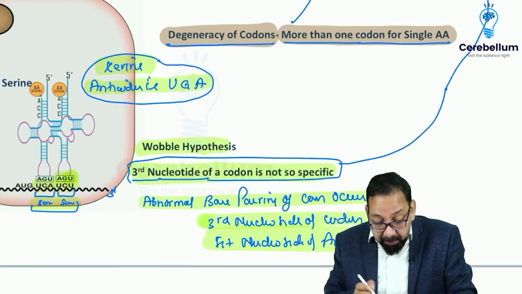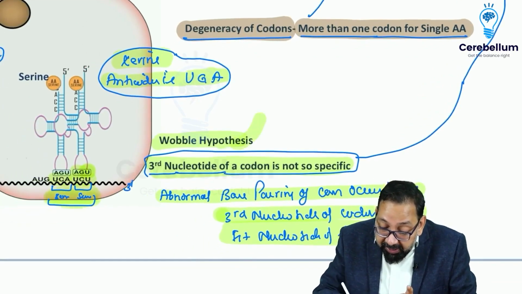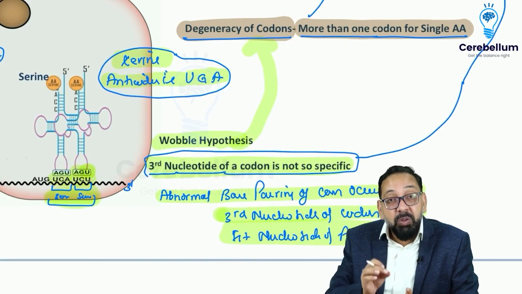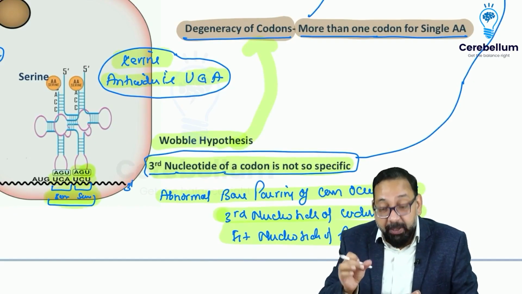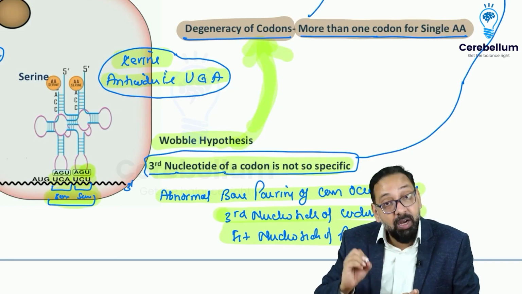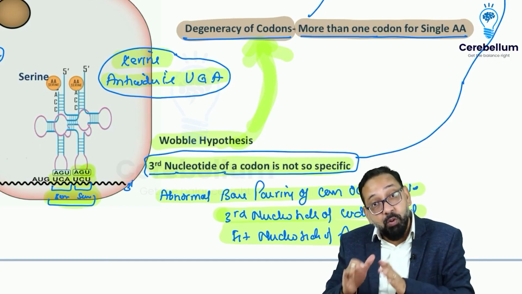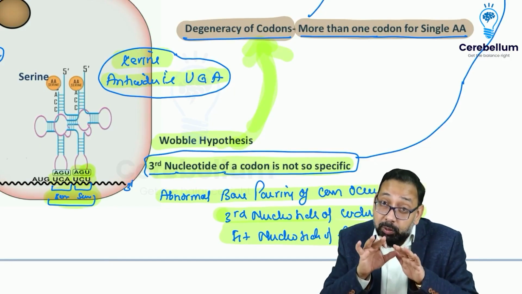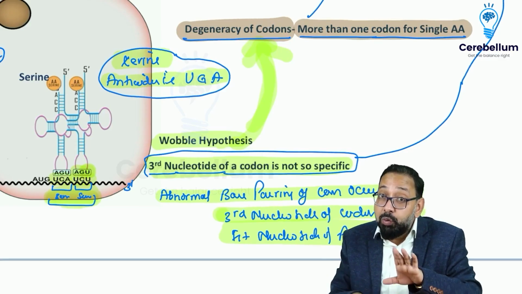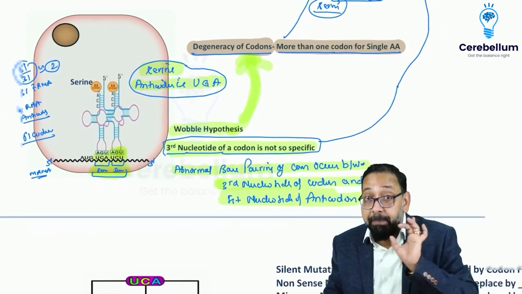Why is it required? Because codons are degenerate. Yes, more than one codon for a single amino acid. This deep concept was asked. So what was the exact question? We don't know. That's why I took a little more time on this, because the question has been asked 2 times. So just understand the concept.